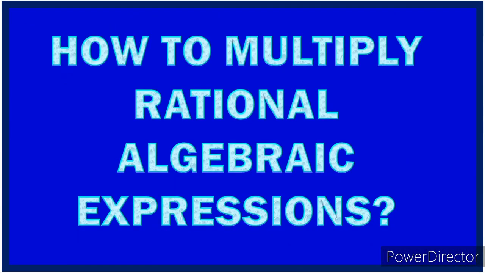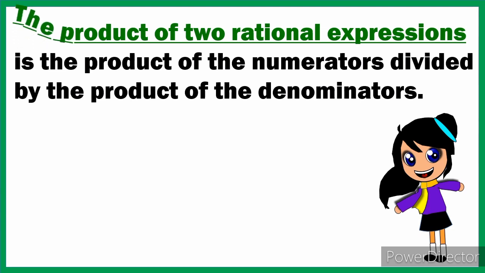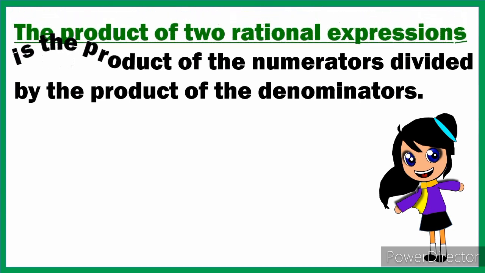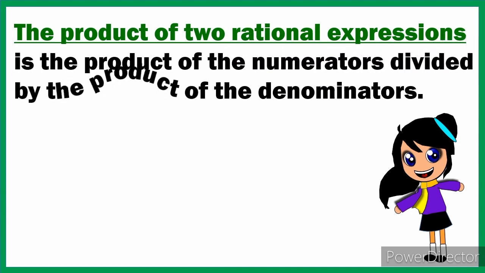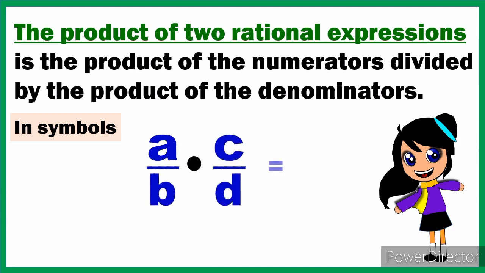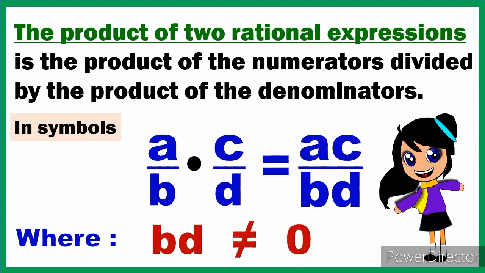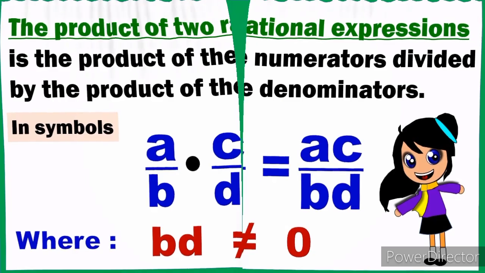Okay, so now this is the question. How to multiply rational algebraic expressions? To multiply is to find the product. The product of two rational expressions is the product of the numerators divided by the product of the denominators. In symbols, we have A over B times C over D equals A times C over B times D, where BD is not equal to 0. So, dapat hindi 0 ang nasa denominator or walang 0 sa denominator.